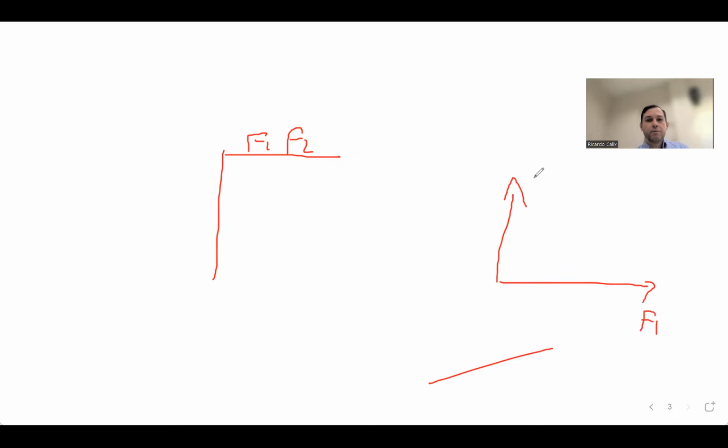F1 and F2, that's a two-dimensional space, a sheet of paper. We don't need a third dimension. F1, F2, F3: three-dimensional space, denoted as R3. What is that space? This volume that we live in, basically.